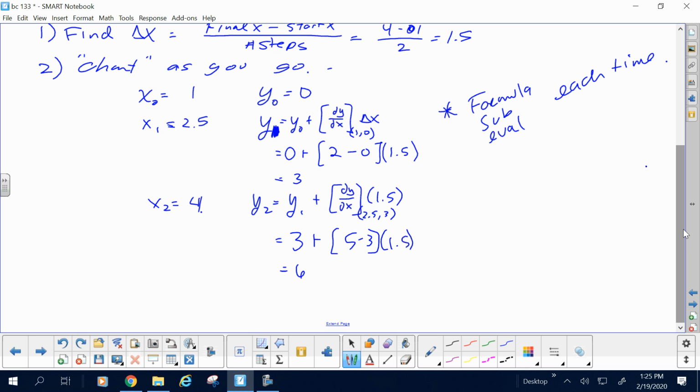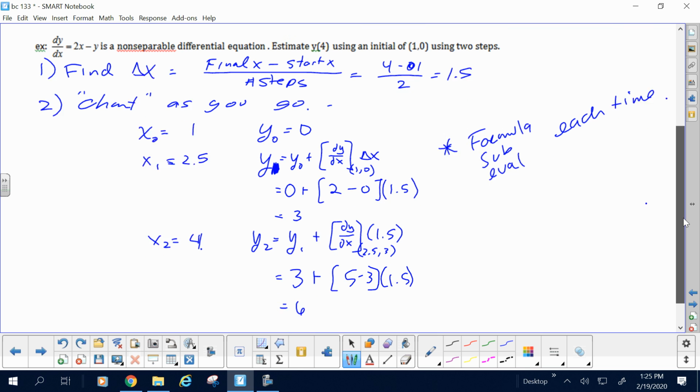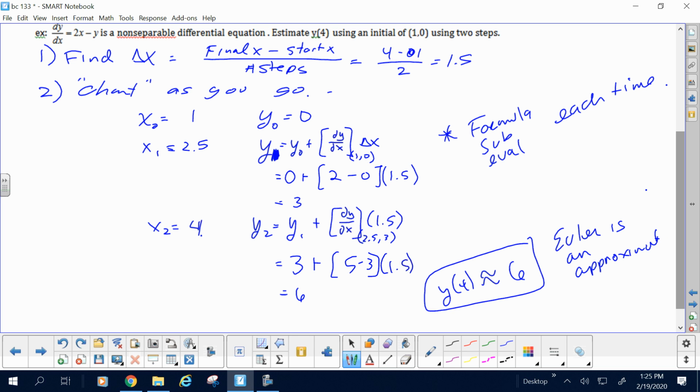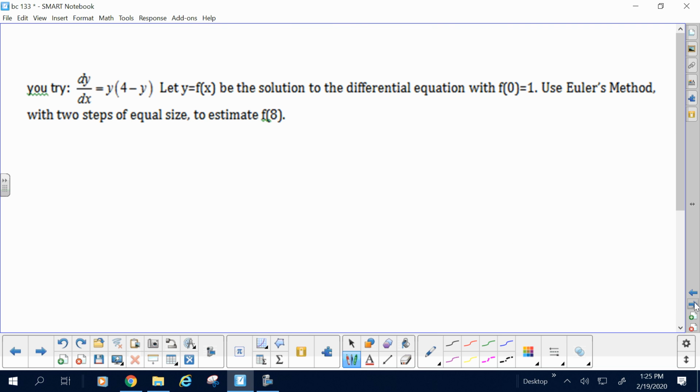6. Now, you'll notice that in all these they're equal because these represent Euler estimates. But when you go to express your answer, if you were to say y at 4, it is approximately 6 is your final answer. Remember, Euler is an approximation method. So in your final answer, you should make clear that, hey, I know this isn't the exact value, it's an approximation. Okay? Try one on your own.